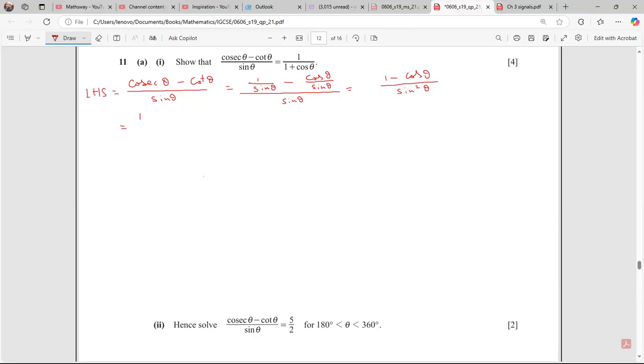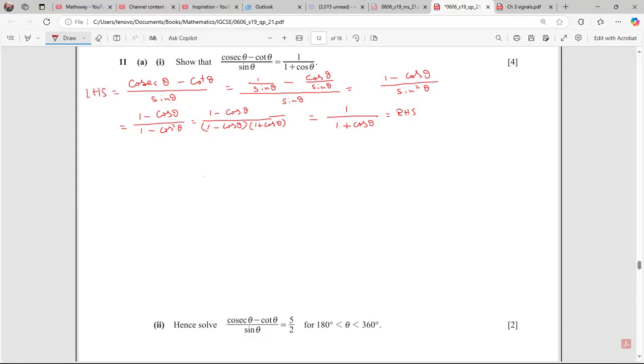Okay, now what I can do: 1 minus cos theta as it is, and the denominator sine square theta can be replaced by 1 minus cos square theta. Am I right? Okay, and 1 minus cos square theta can be factorized as (1 minus cos theta) into (1 plus cos theta). I hope this is very clear to everybody. And this cancels with 1 minus cos theta, so I will have 1 over (1 plus cos theta), which is my right hand side. Okay, so this was question 11A1.